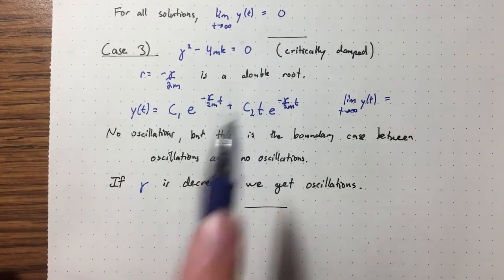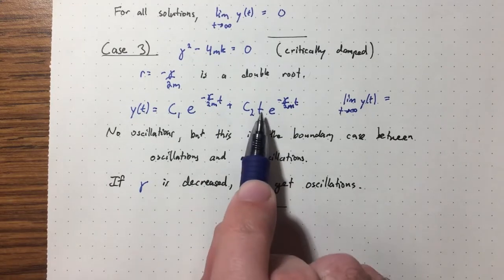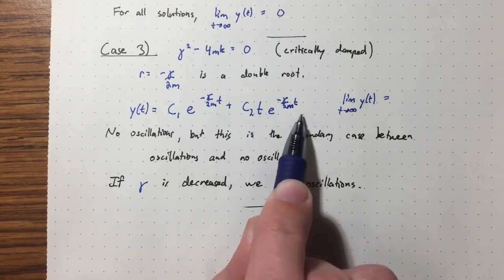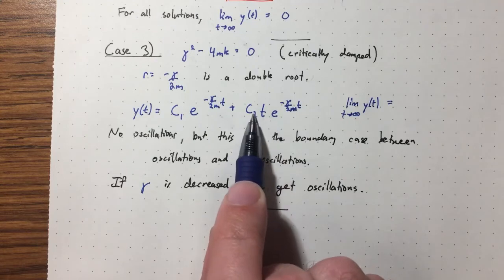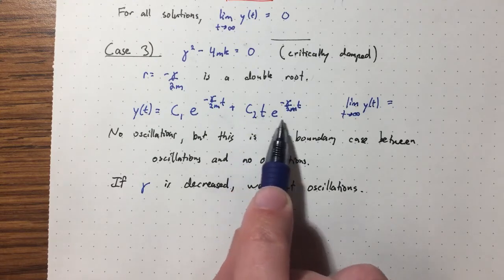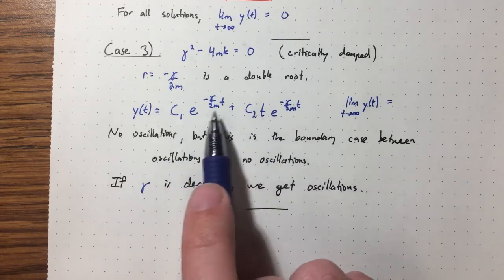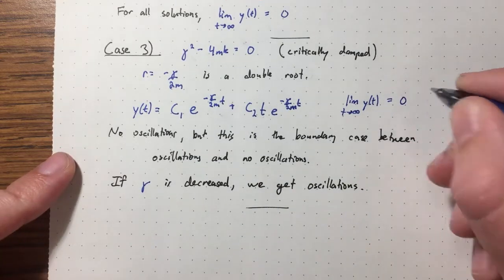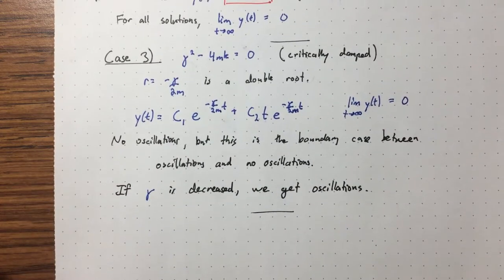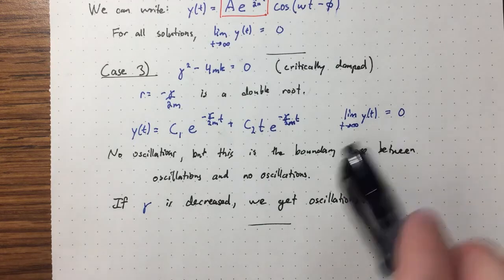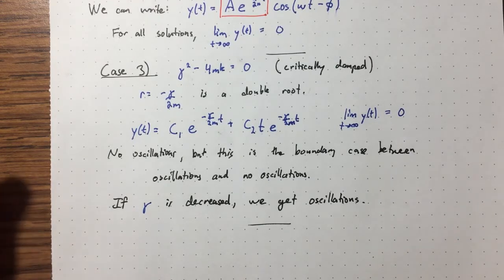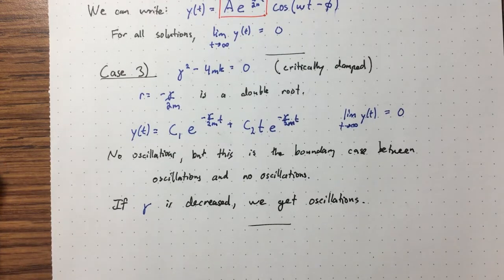Well, we have decaying exponentials again. And technically t here is increasing, but the exponential always wins out against the polynomial. So this limit will go to 0, this limit will go to 0, so the limit is going to be 0 again. In other words, yes, the mass will eventually return back to equilibrium position.